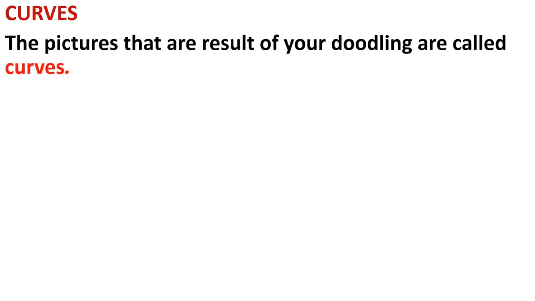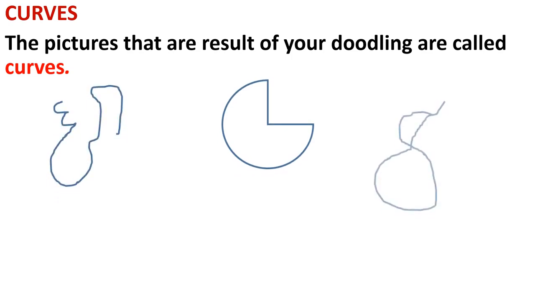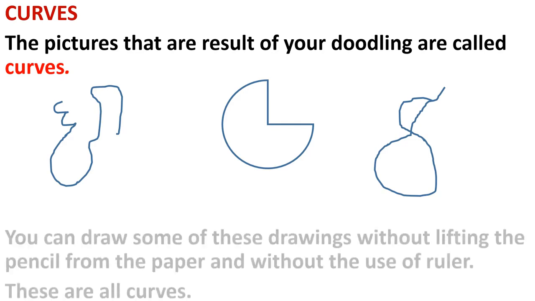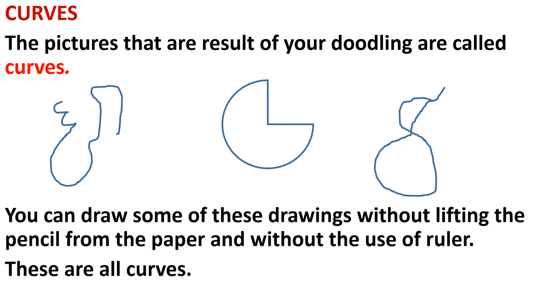See these pictures. The pictures that are the result of your doodling are called curves. Doodling means when you are making a drawing roughly. Okay. These are all the pictures of curves. You can draw some of these drawings without lifting the pencil from the paper and without the use of a ruler.